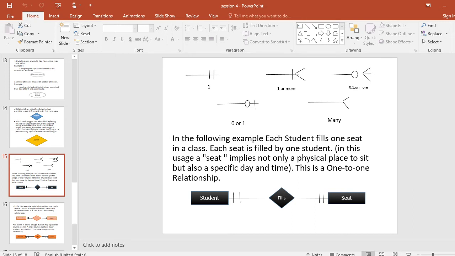The following example: each student fills one seat in a class. Each seat is filled by one student. In this usage, a seat implies not only a physical place to sit but also a specific day and time. This is a one-to-one relationship. So the diagram shows, see, student is one entity, seat is another entity. So from student to seat, the relationship is a diamond shape. What fills? Fills gives what? A relationship between a student and a seat. It indicates what? One to one. Student fills seat. One-to-one relationship.